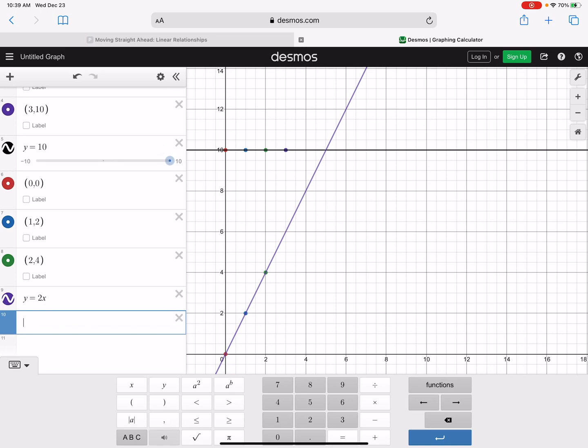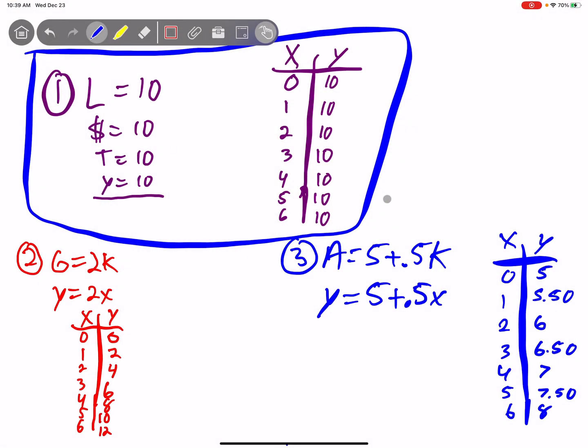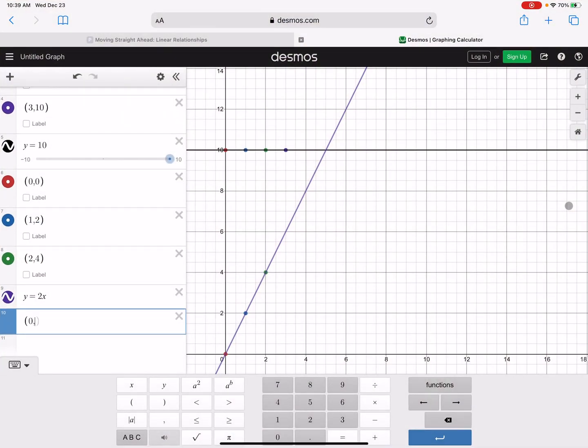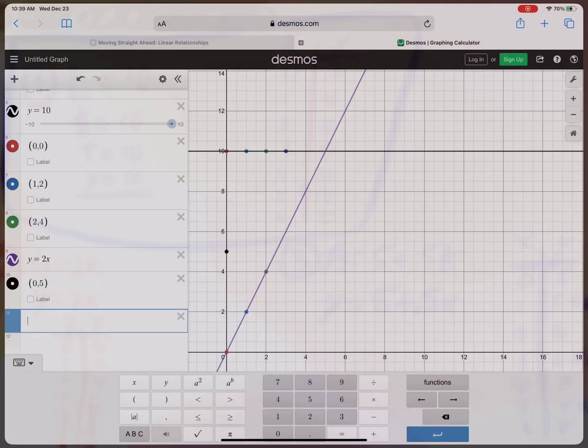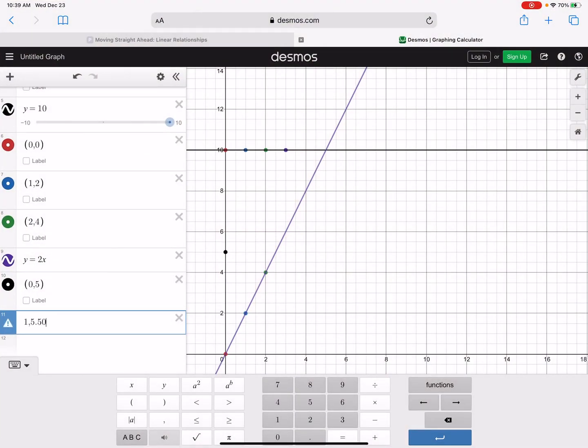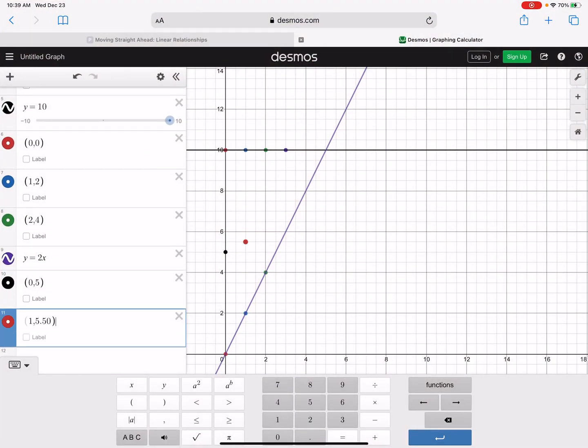And then finally for the third one, 0, 5. It's right here. 0, 5. 0, comma, 5. 1, comma, 5.50. I should probably put these in.